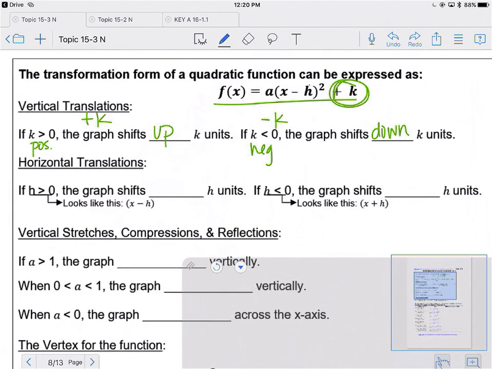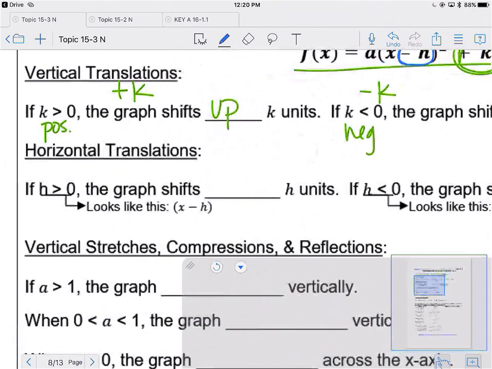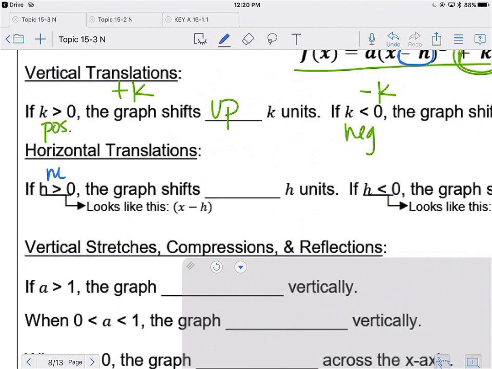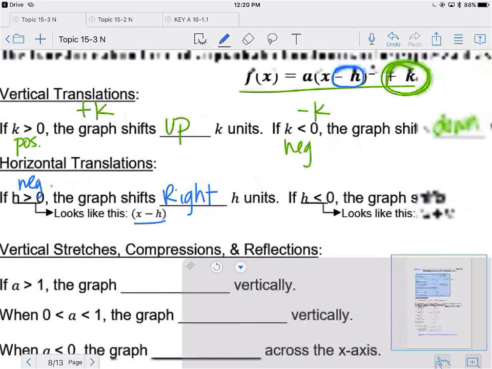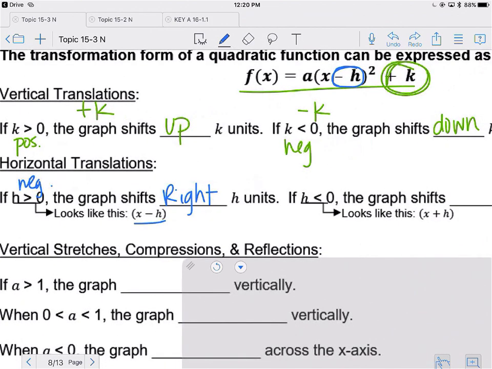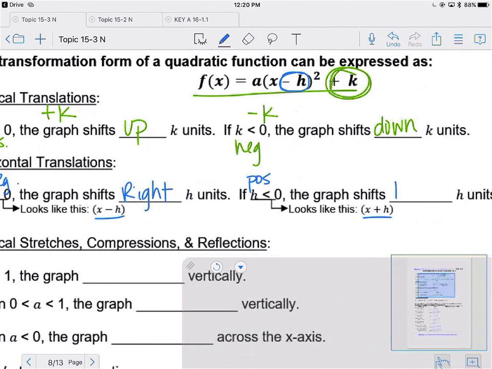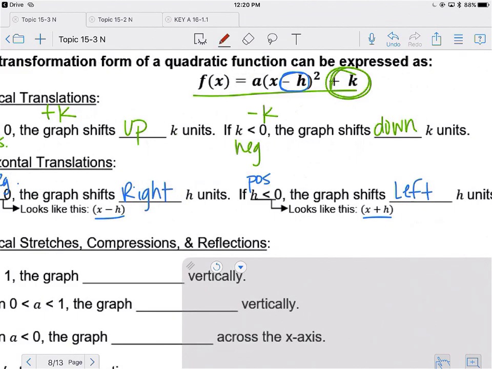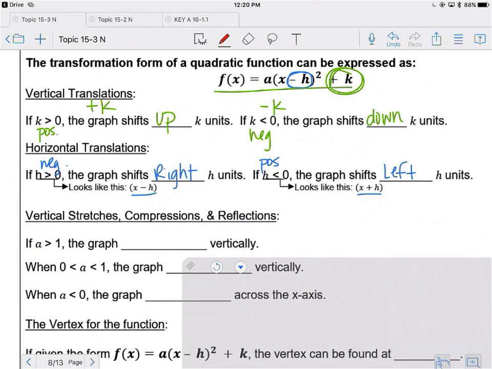H on the inside with x tells us how we're going to translate horizontally, so H for horizontal. Remember, what is inside with x is always the opposite. So if H is negative, if it looks like this, we really go to the right, because in our formula, the negative sign tells us it's always the opposite of what we think. If H is positive, so we have x plus H, we go to the left. So inside the parentheses is the only thing that is the opposite of what we normally see. A and K, whatever it says, is what it does.